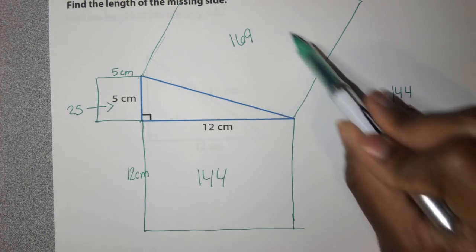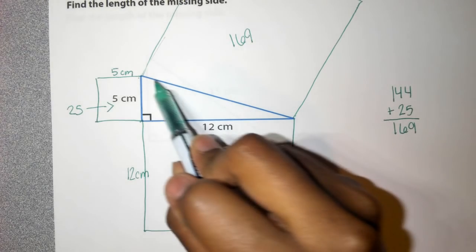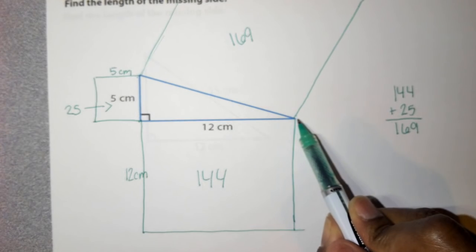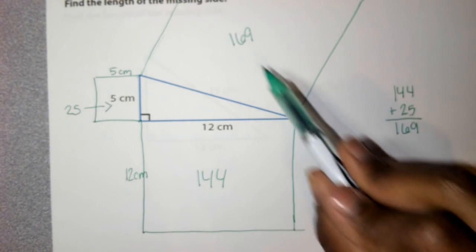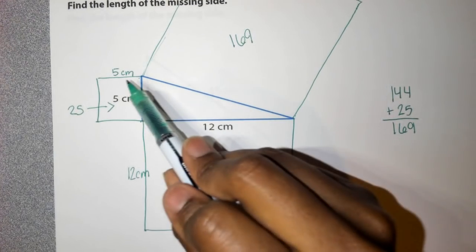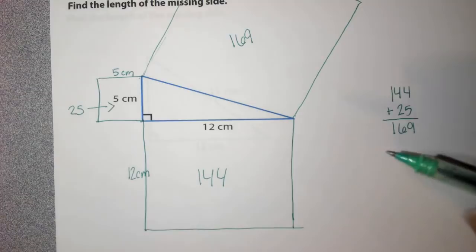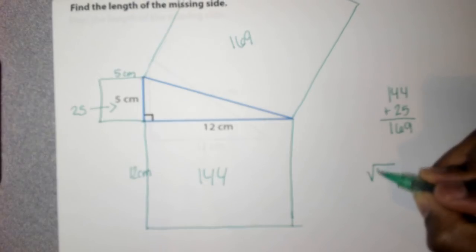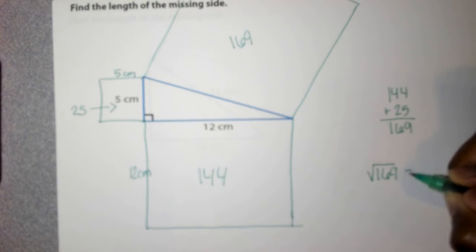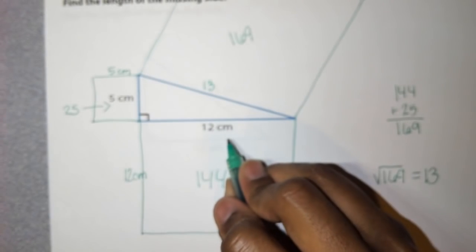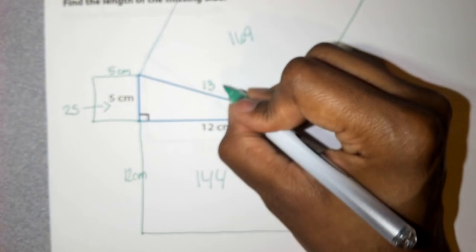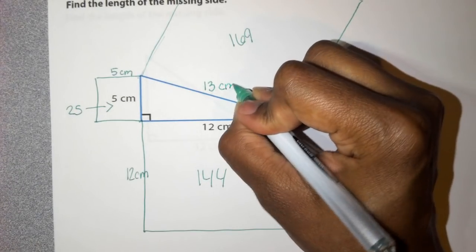And remember, I'm not interested in how many squares are in the large square. I want to know how long this missing side is. So if I know that this is a square with 169 total squares, to find the length of one of its sides, I need to take the square root of that number. So the square root of 169 is 13. That means my missing side is 13, and I was dealing with centimeters, so I will call that 13 centimeters.